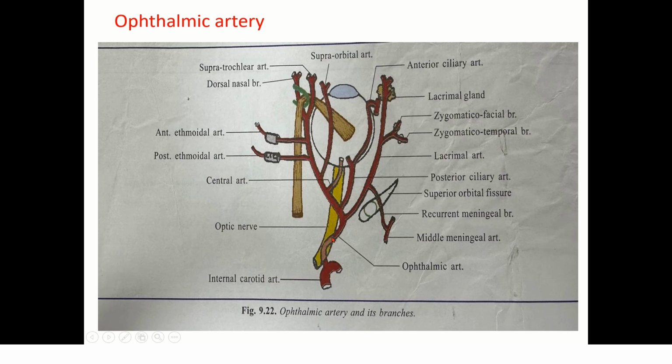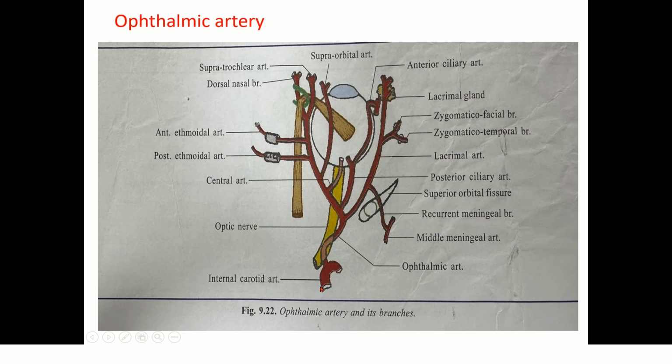Then it pierces the dural sheath and curves on the lateral aspect of the optic nerve and passes from lateral to medial side above the optic nerve. Here it will be related to superior ophthalmic vein anteriorly and nasociliary nerve posteriorly, and it passes forward along the medial wall of the orbit and terminates by dividing into supratrochlear artery and dorsal nasal artery.